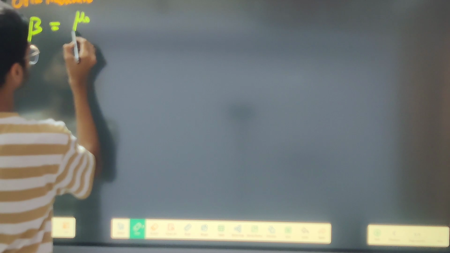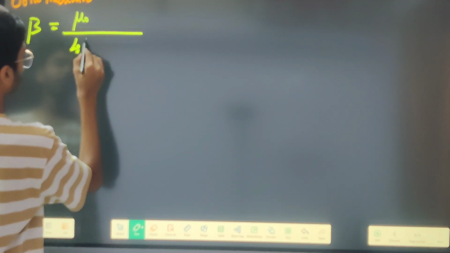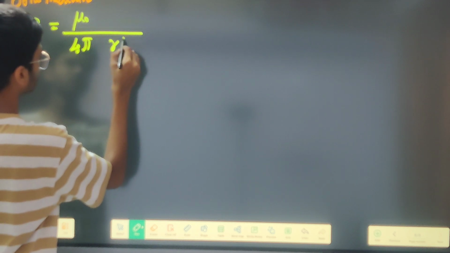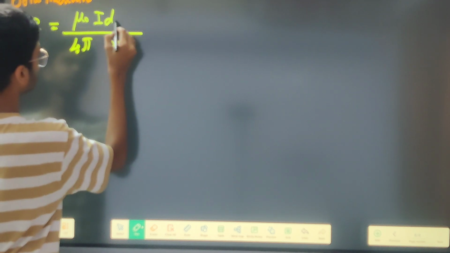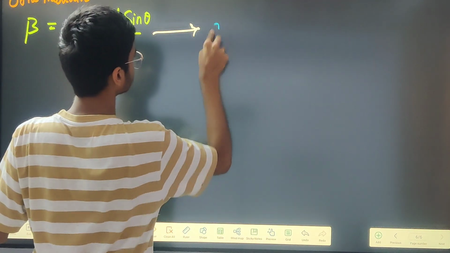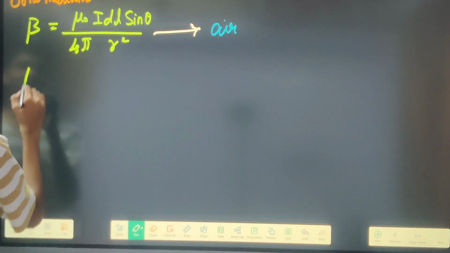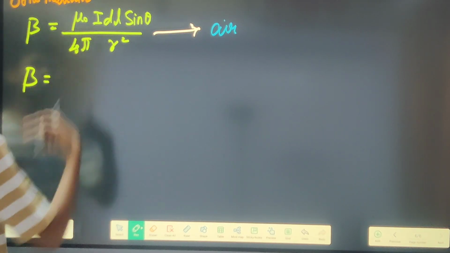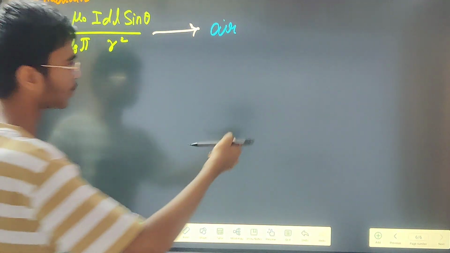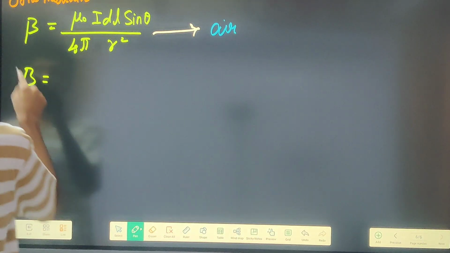So B is equal to mu naught by 4 pi into r square, I dl sin theta. First, this is in air. Okay, so this is in air. Now mu naught will be converted into mu m in a medium.